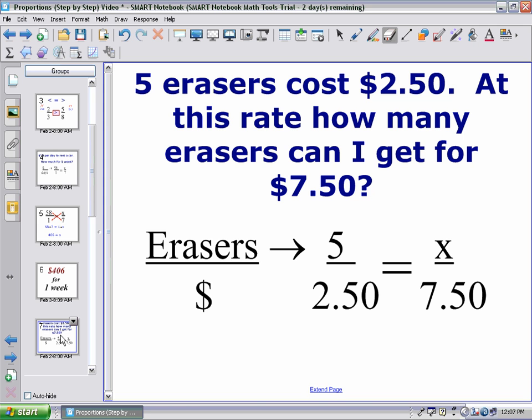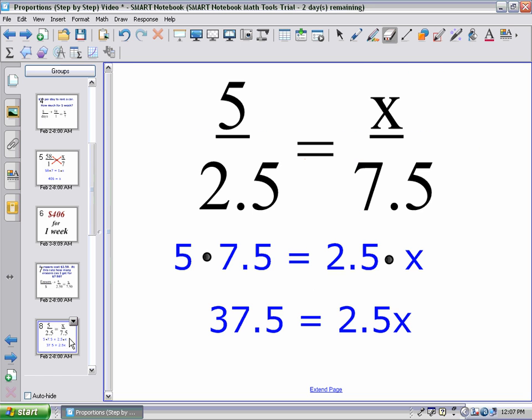The other number involved in the problem is dollars, so that needs to go on the bottom like dollars was in the first fraction. That means x again is on the top. So then I take my fractions on both sides and solve my proportion using cross multiplication. Same thing, multiply the diagonals. 5 times 7.5 gets me 37.5. And when I take 2.5 times x, that's going to give me 2.5x.